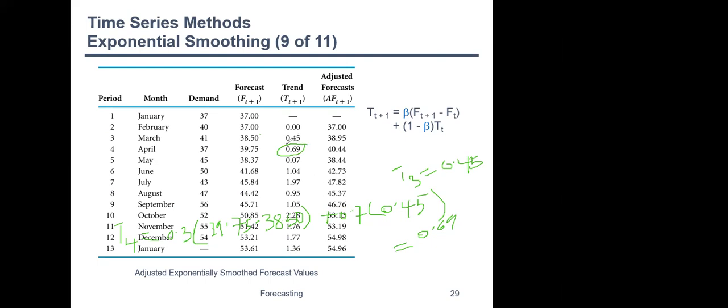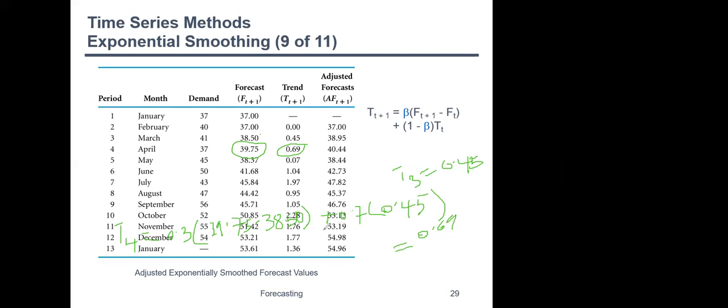That was what we did to be able to get this 0.69. Now, if you want to also get this 40.44, all you do is that you add your 0.69 to your forecast, which is the 39.75, and that will give us the 40.44.